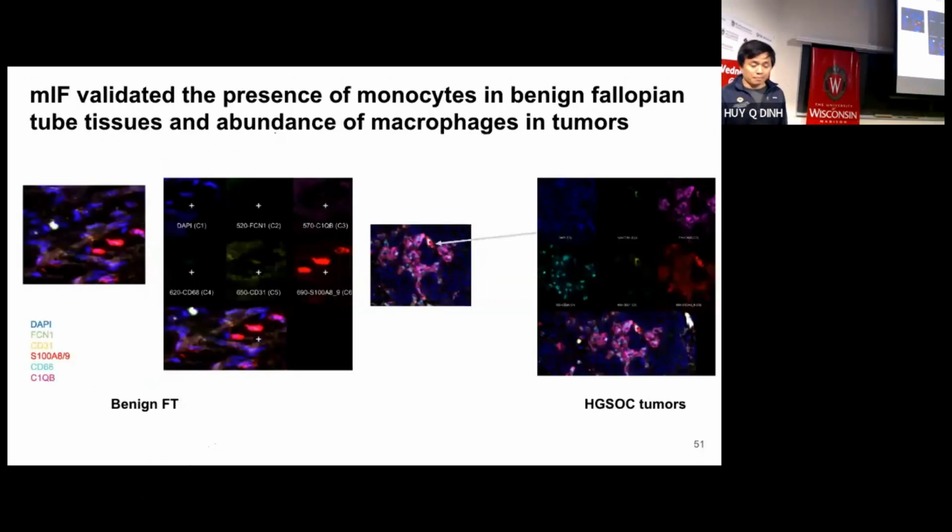So we use multiplex immunofluorescence to validate the presence of monocyte in benign fallopian tube, because most of the papers published out there don't report the presence of monocyte. And we found that in single cell, but we want to see that at the protein level as well. And this is an example where you see a monocyte marker, and we saw many regions that express that at the protein level, and this is an example in tumor.